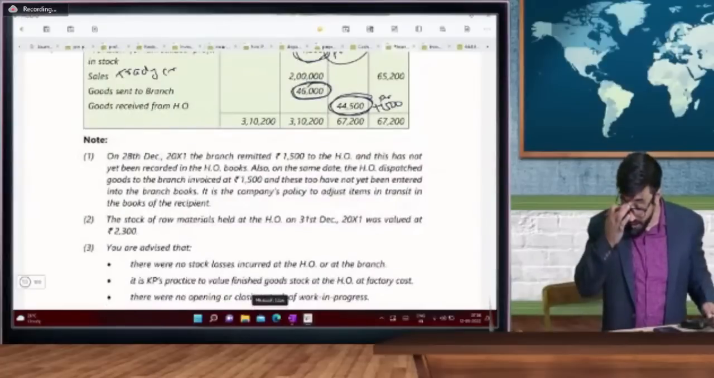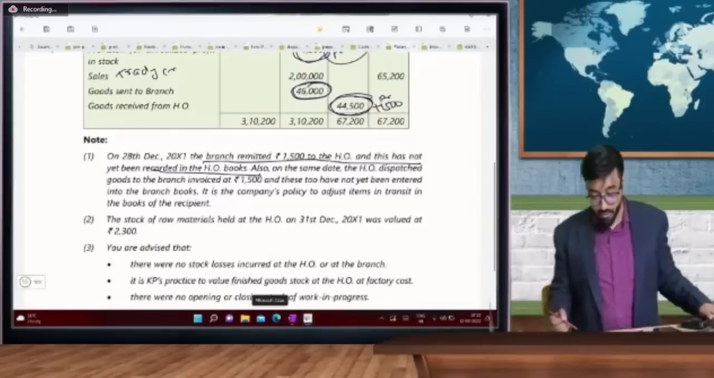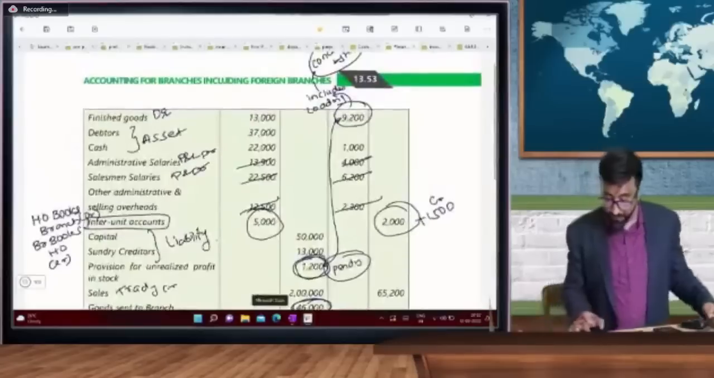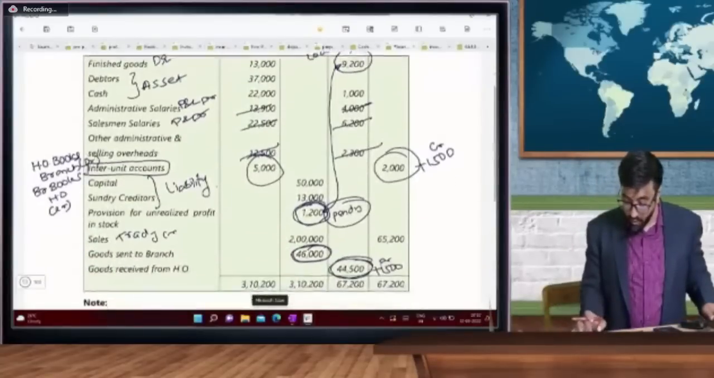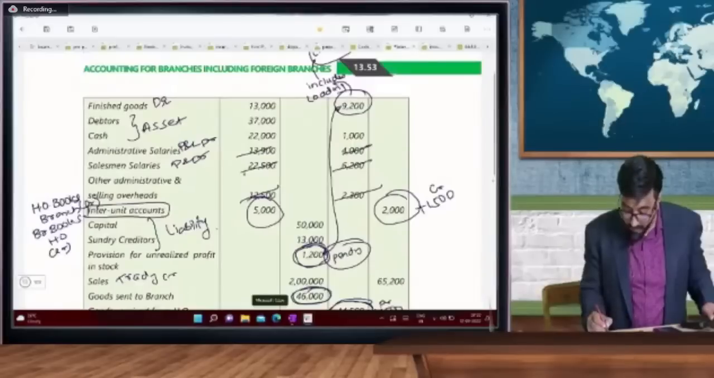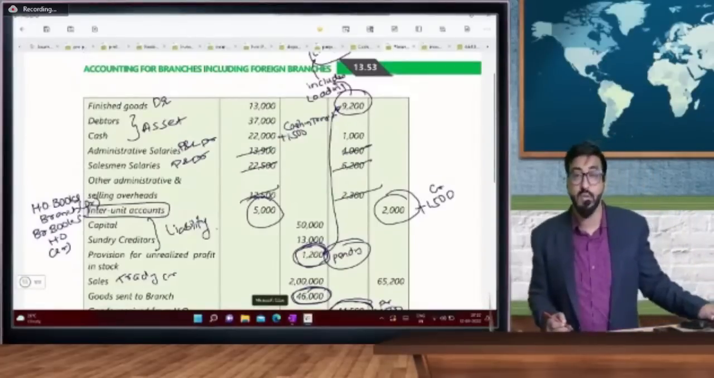Now you can check here. Branch remitted 1,500 to head office, but they have not been received these goods in HO books. Okay. So this has been left out in HO books. So you can check here. Cash in transit 20. It's 22,000 plus 1,500. So who has not received this cash in transit? Head office. Head office has not received this cash in transit.